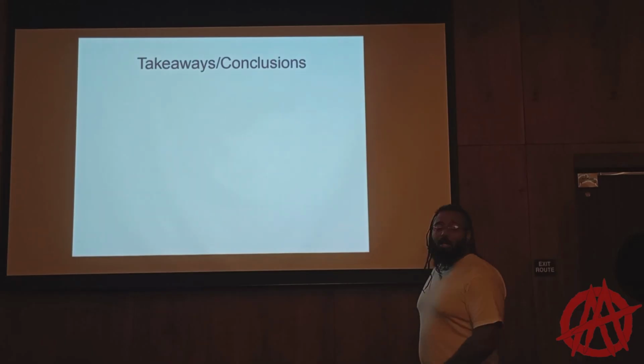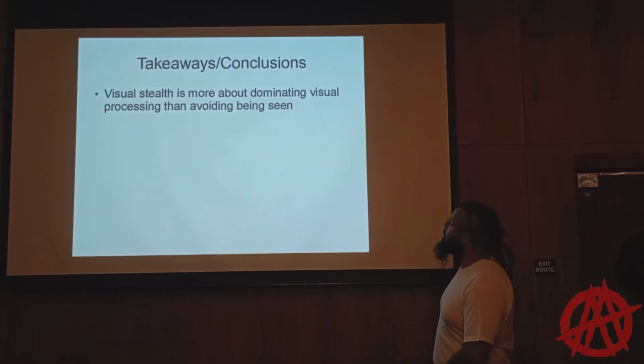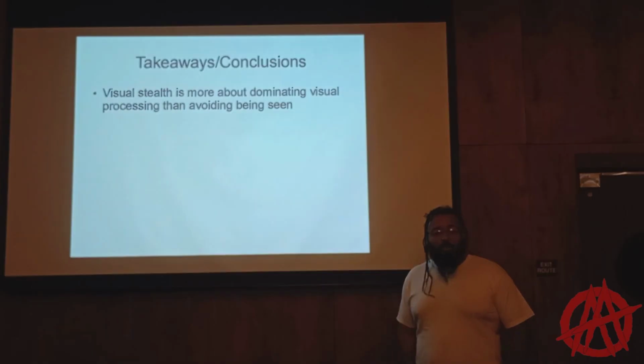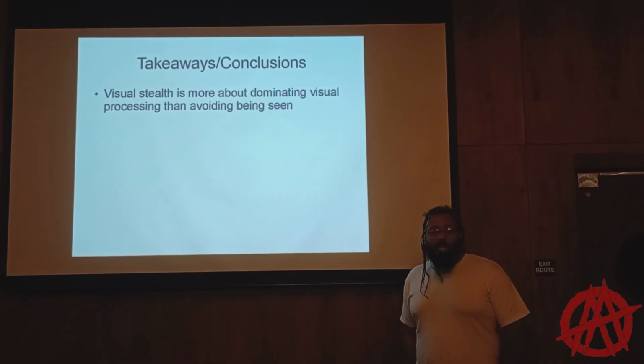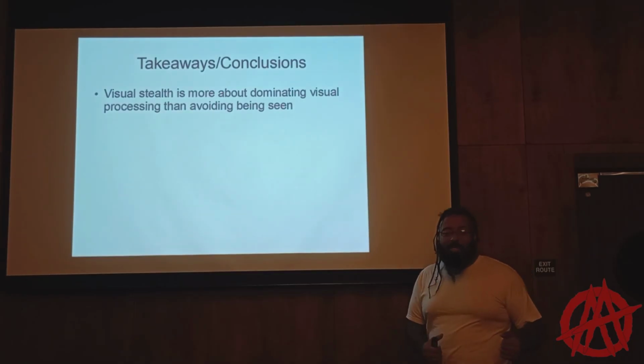Okay, so takeaways and conclusions, my favorite part of the lecture. Visual stealth is more about dominating visual processing than avoiding being seen. So again, I've covered that throughout the lecture, right? The myth of the shadows: you don't necessarily want to be in the shadows. It's just important to be in a lower light level than your opponent, right? Or again, we talk about obscurement. You don't want to just hide behind something and not be seen.